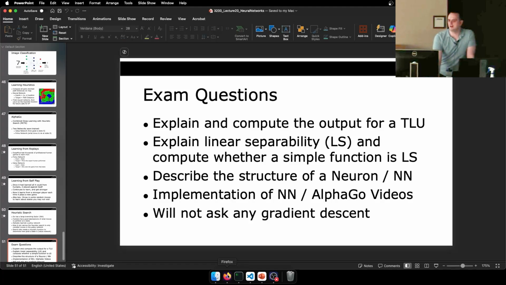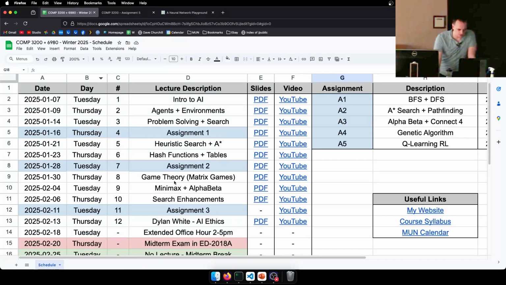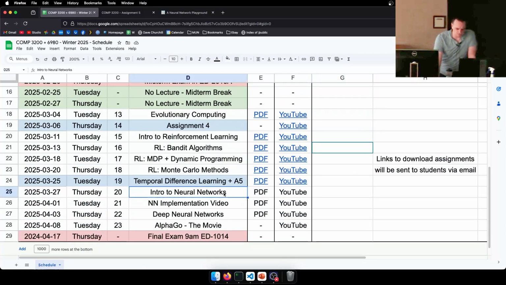It's on the spreadsheet. So I actually have lectures. Actually, let me do that now. So here, if we look at our schedule, this is today. Next, I want you to watch the neural net implementation video. So there is no lecture in class on Tuesday. I'm not playing that video here. Just watch that on your own.